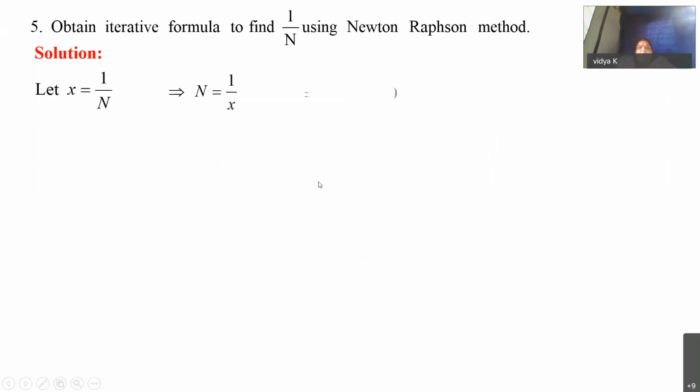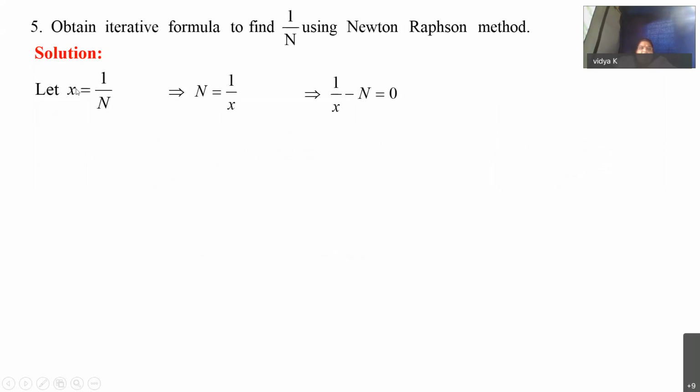Okay. Sometimes they ask you to obtain an iterative formula to find 1 by n using the Newton-Raphson formula. So here you want to find what is 1 by n. They haven't given, as earlier, what is f of x. Here you have to make f of x equal to 0. You don't know what is 1 by n.